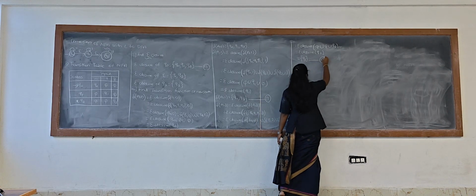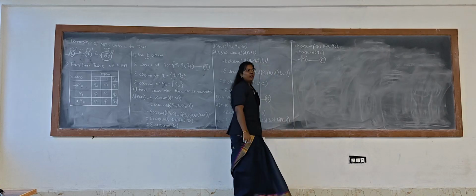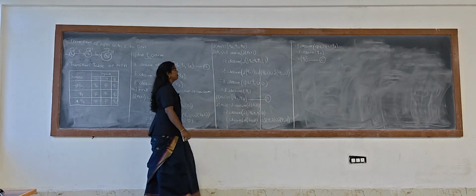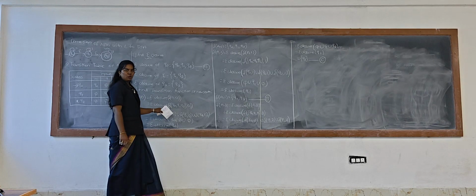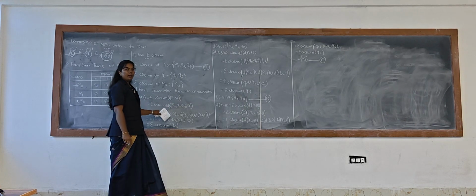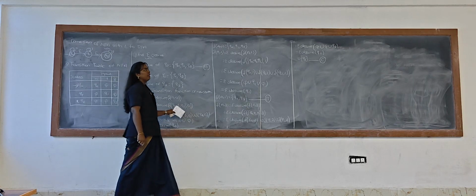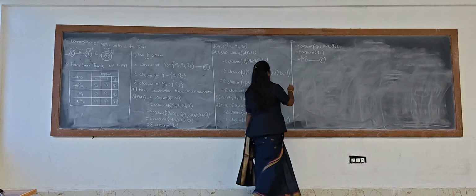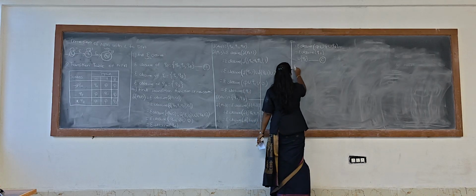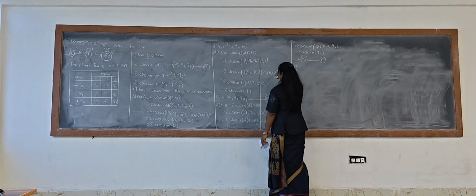Okay. So we could find the transition function of A comma 0, A comma 1 and A comma 2. Likewise, we have to find the transition function of B comma 0, B comma 1, B comma 2 and then C comma 0, C comma 1, C comma 2. Okay. So next we can find the transition function of B comma 0.